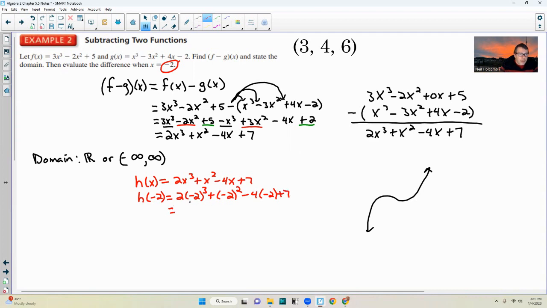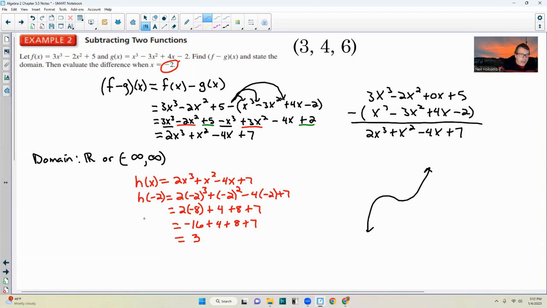Okay, so that's going to equal negative 2 cubed is negative 8. And negative 2 squared is 4. And negative 4 times a negative 2 is a positive 8 plus 7. So this is going to equal negative 16 plus 4 plus 8 plus 7, which is going to be negative 16 plus 4 is negative 12 plus another 8, negative 4 plus 7 is a positive 3.